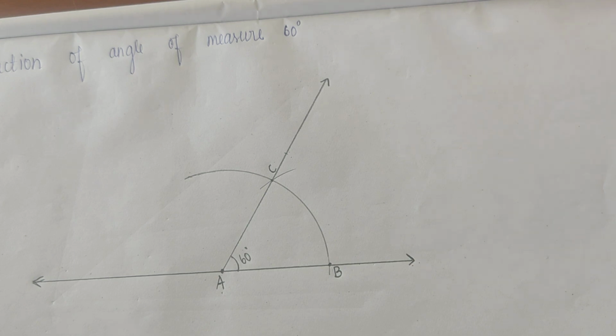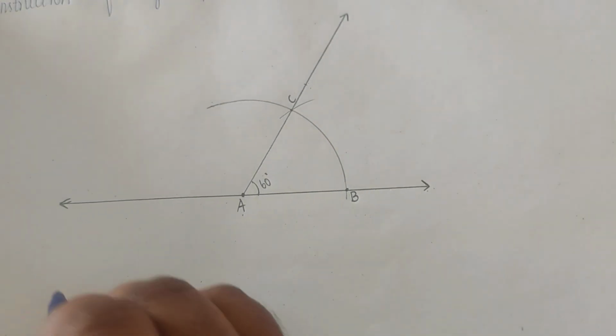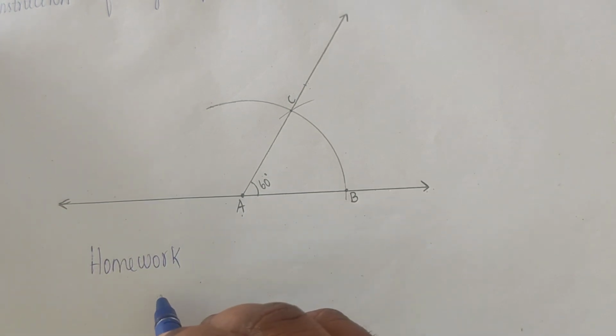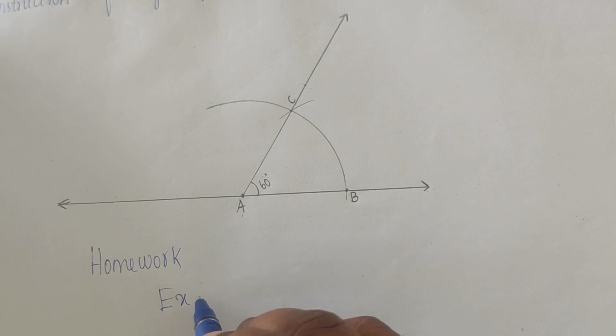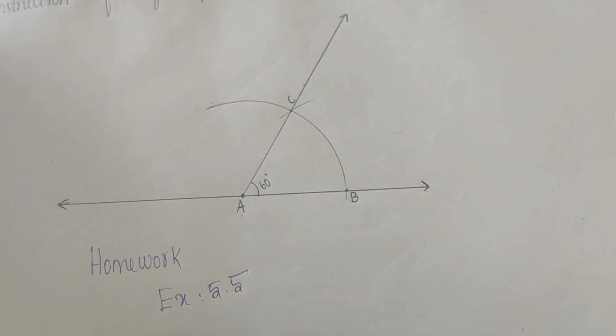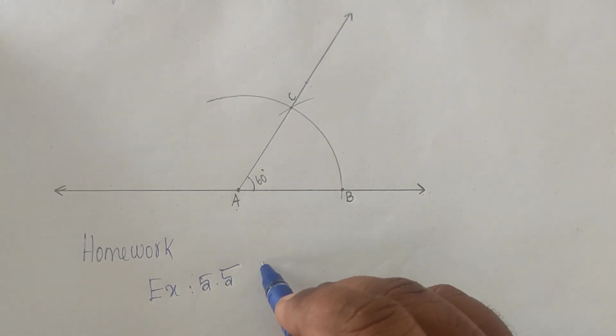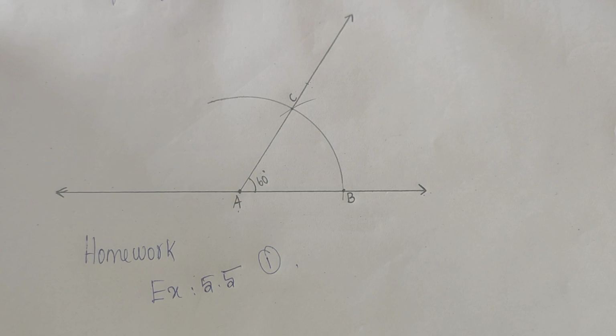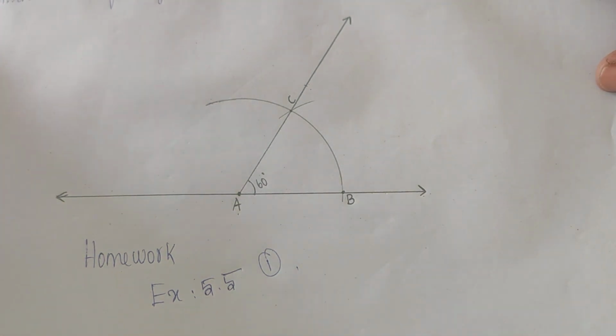Okay, good. Homework: exercise 5.5, problem number 1. Okay, problem number 1, homework. Okay, students. Okay, do not overwrite. Okay, presentation as always neat and proper.